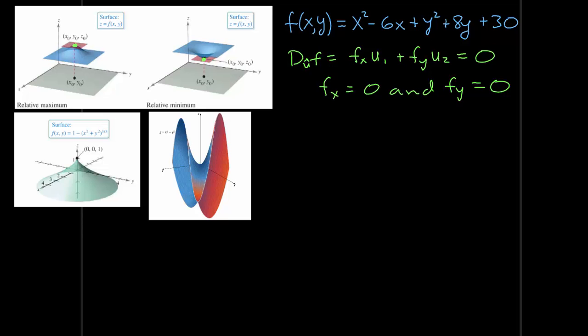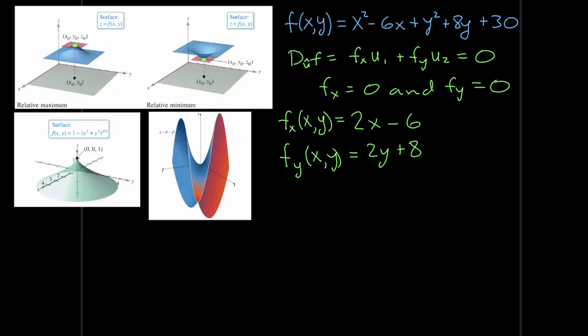So when we want to find our critical number, that's what we're going to do. So let's look at this. Let's take the partial with respect to x and see how this works. So we have 2x minus 6. Okay? And then let's take the partial with respect to y. Partial with respect to y is going to be 2y plus 8. And we go ahead and set those both equal to 0. So this one gives us that x is equal to 3. And this one gives us that y is equal to negative 4.